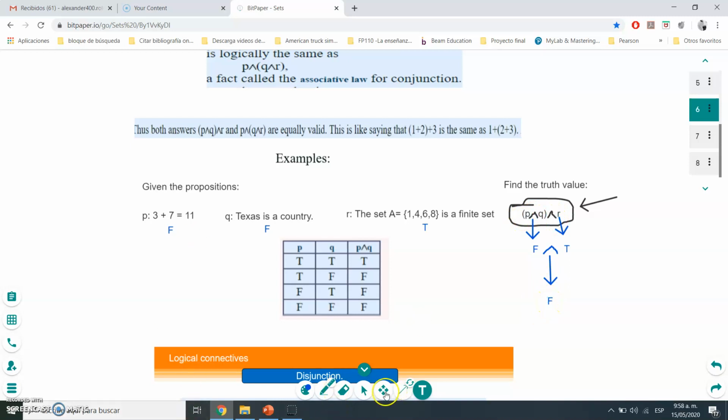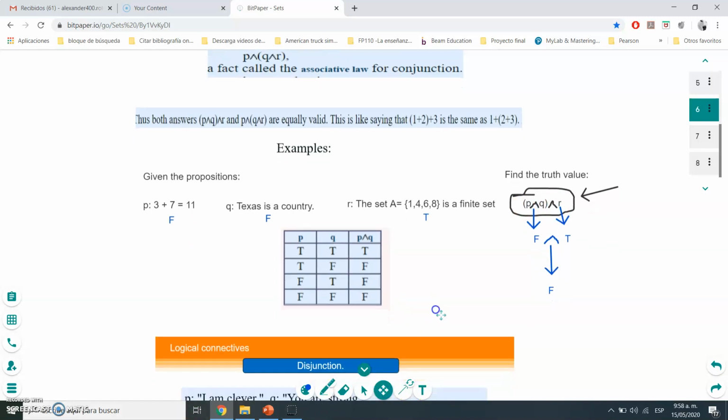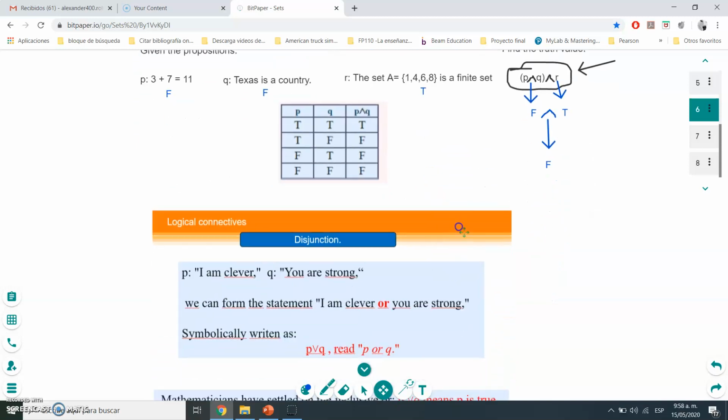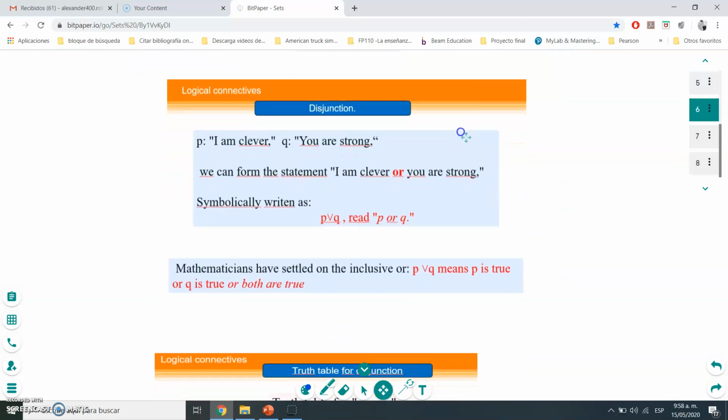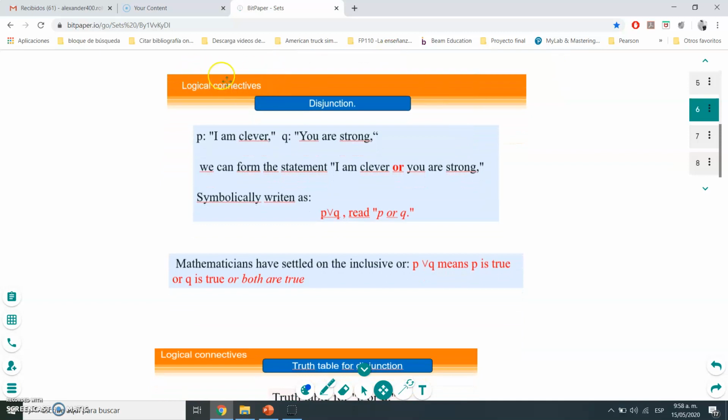Now, let's continue with another example, another explanation. Now we will see a new logical connective called disjunction. Let's see what a disjunction is. So, for example, if we have two propositions, the first one, P, is "I'm clever" and Q is "you're strong", we can form a statement with the word "or". So it means that we have one condition or the other one.